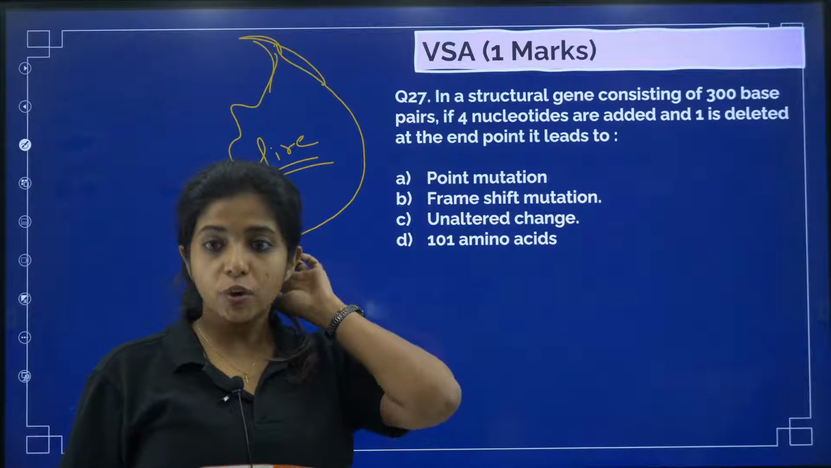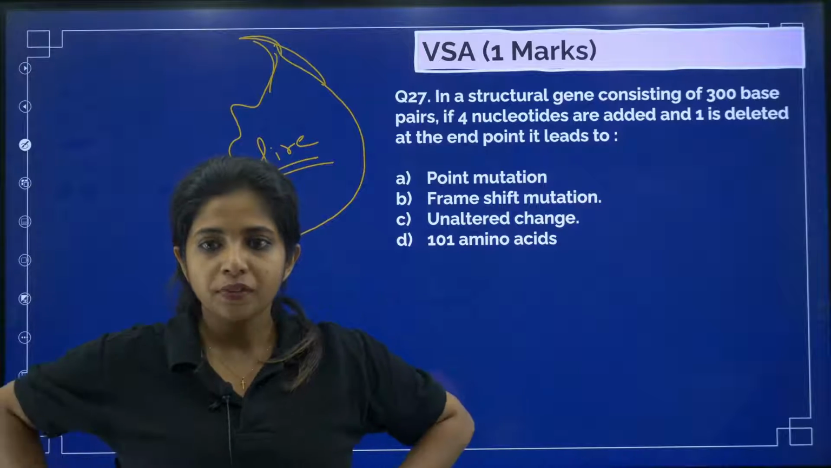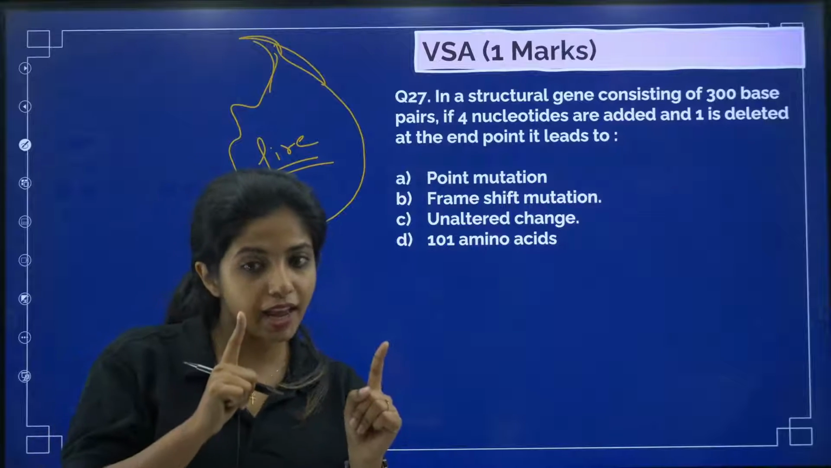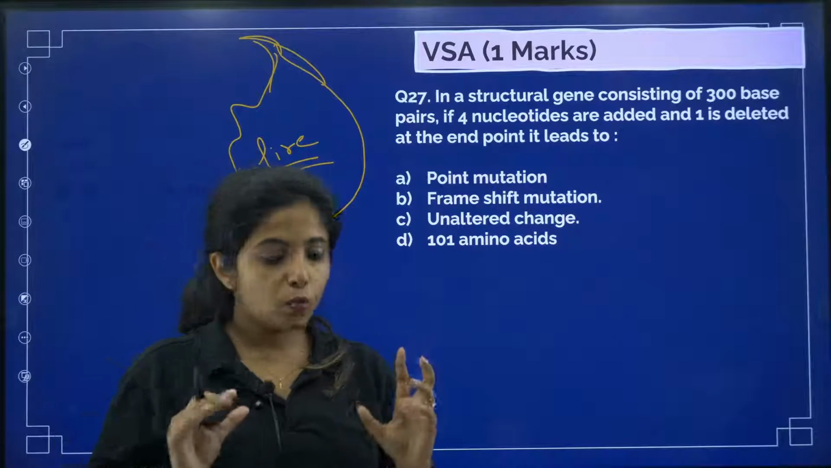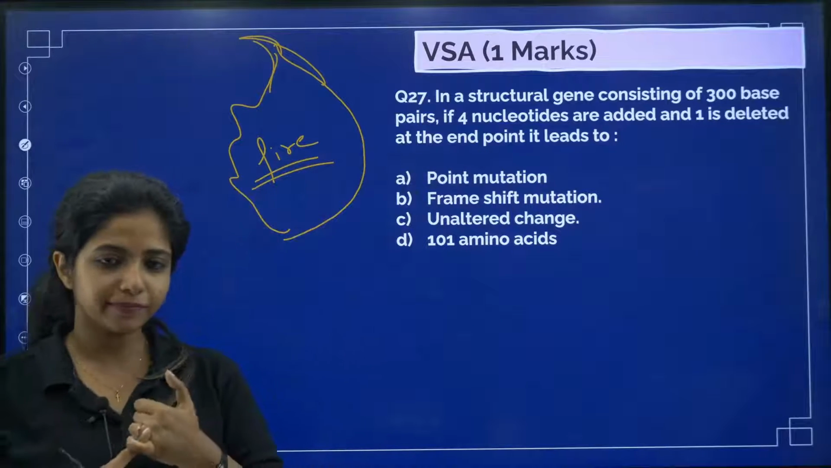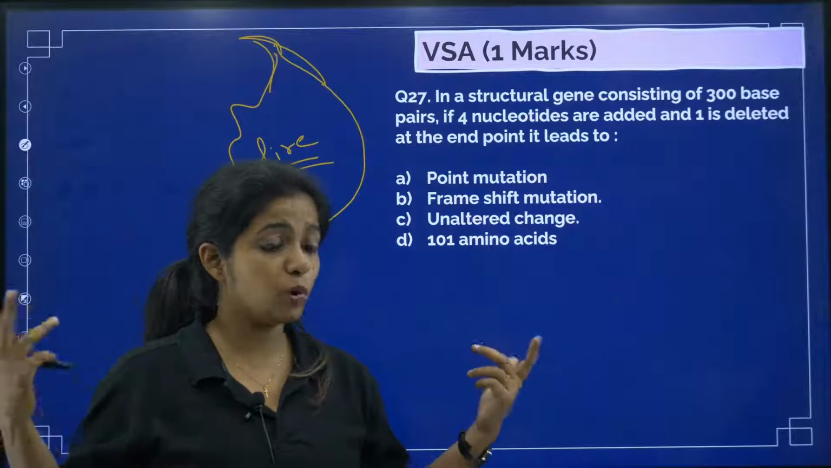In a structural gene consisting of 300 base pairs, if 4 nucleotides I am adding and 1 I am deleting at the end point, what will it lead to? Point mutation? Frame shift mutation? There won't be any change. There will be 101 amino acids being made.